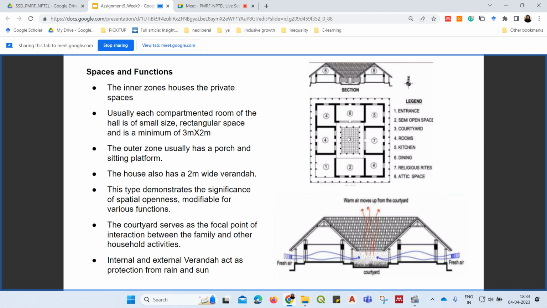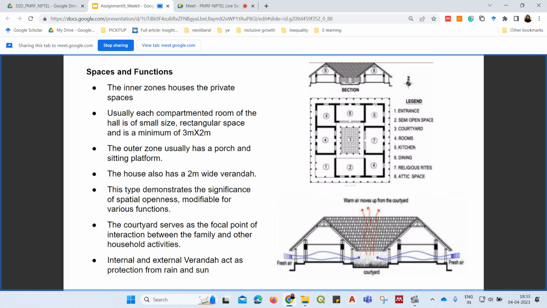Both the internal and external veranda in the building act as protection from rain and sun. So there is a barrier between the inner walls and the exterior of the building, and you'll have roofs with awnings or eaves that cover the veranda also. So you'll have a barrier against direct heat gain on the external walls, and when the external walls are protected from direct heat gain, there is a need for minimum cooling in the inner spaces.